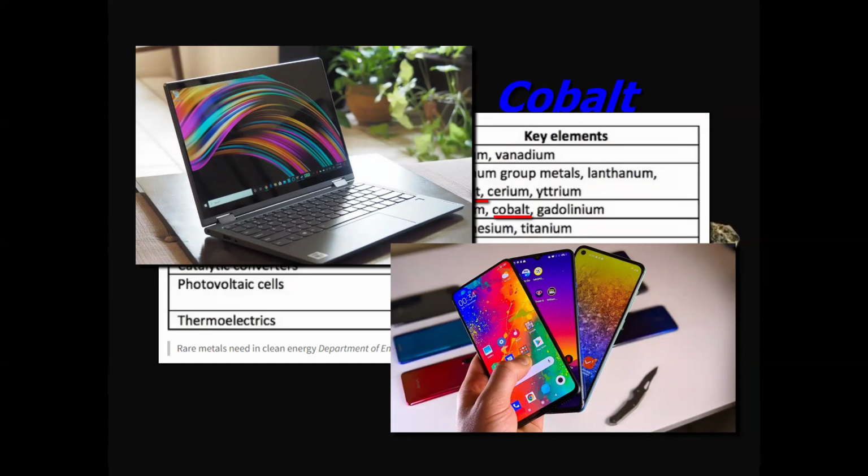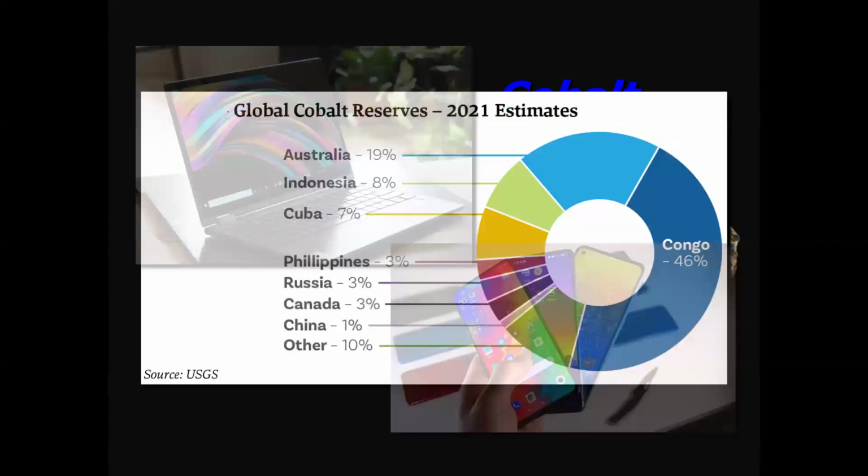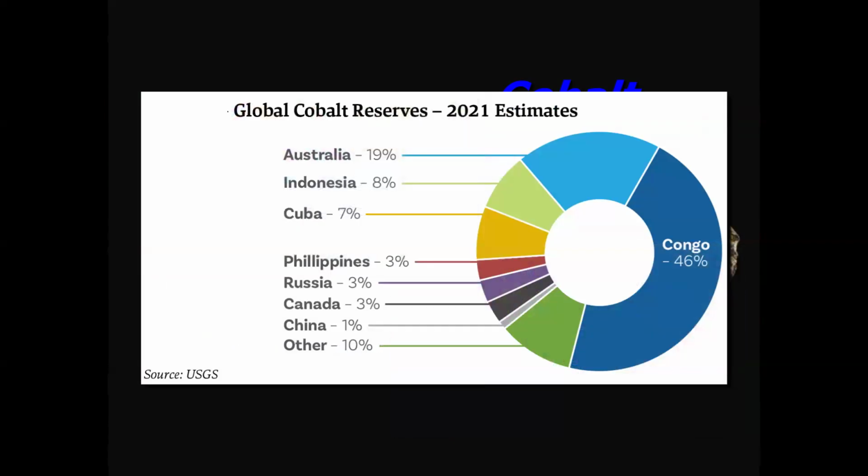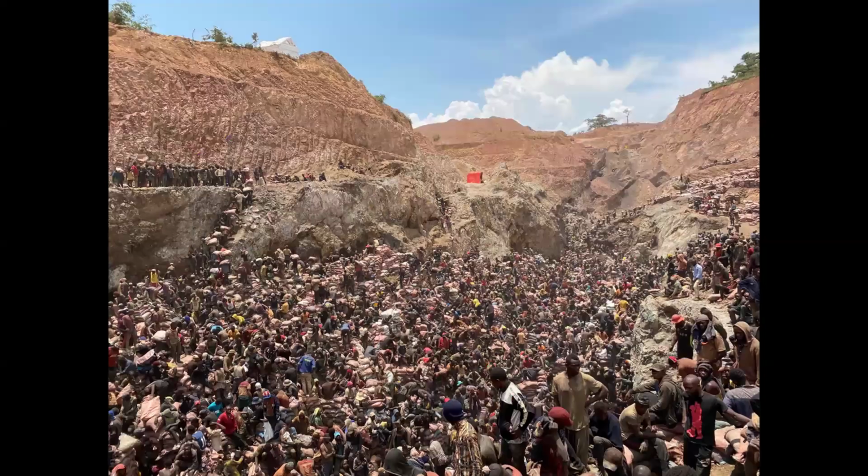And the reason I emphasize that is that if we look at the global deposits of cobalt today, you can see that the vast majority, almost half of the global cobalt reserves are in the Congo in Africa. And if you look at how that is being harvested right now, this is what it looks like. It is incredibly poor working conditions. This is some of the nastiest work conditions on the planet.